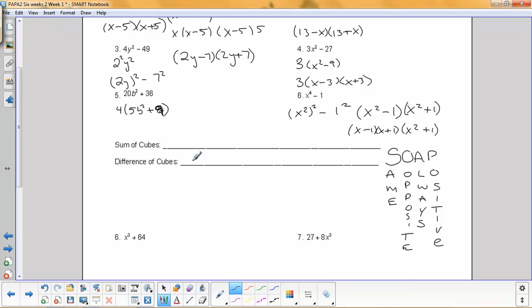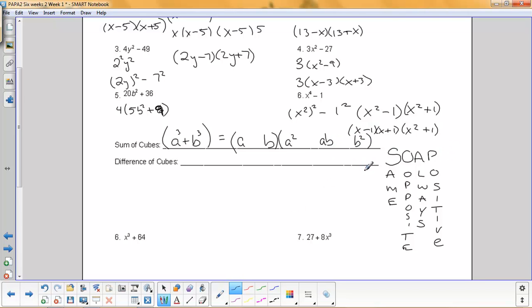The sum and difference of cubes both refer to terms or binomials that are perfect cubes. So that is going to be A, got to incorporate SOAP. A, then B. Then the trinomial is going to be A squared, AB, B squared.